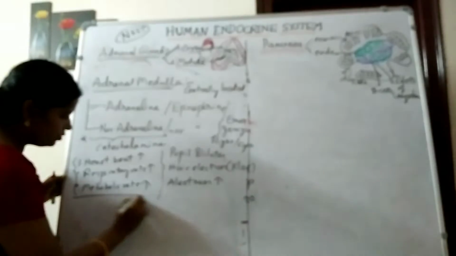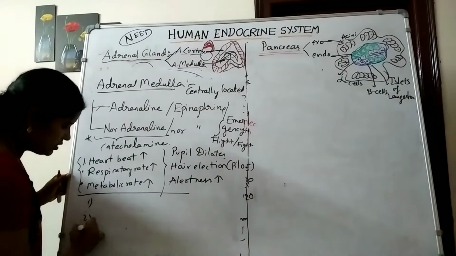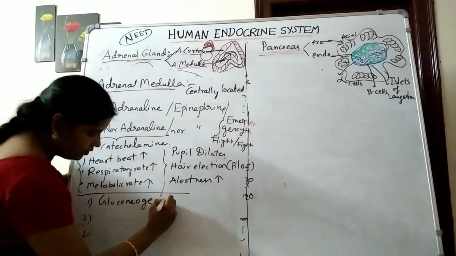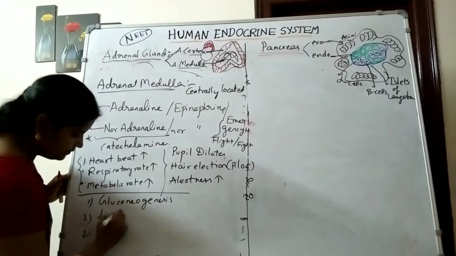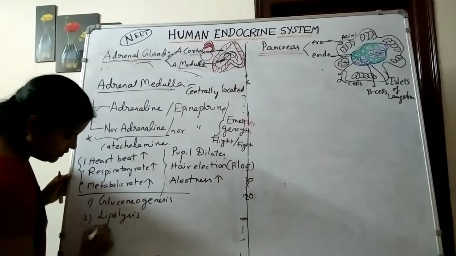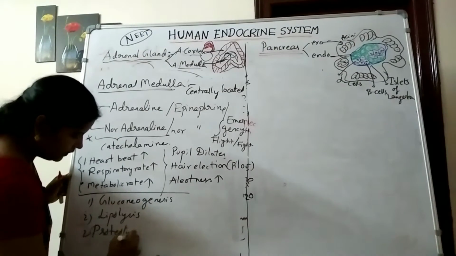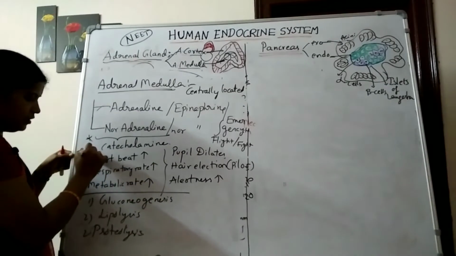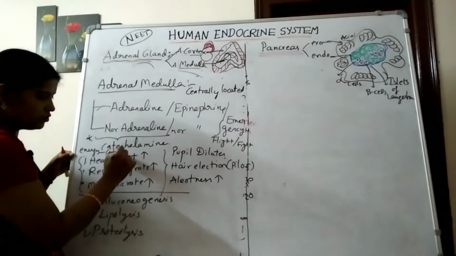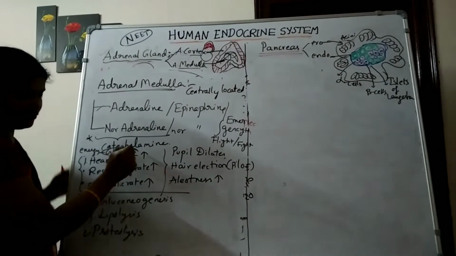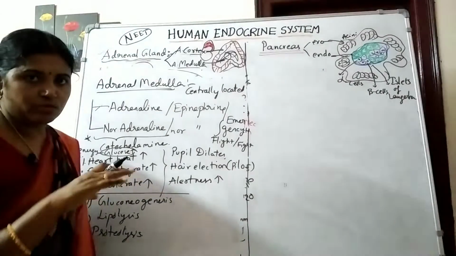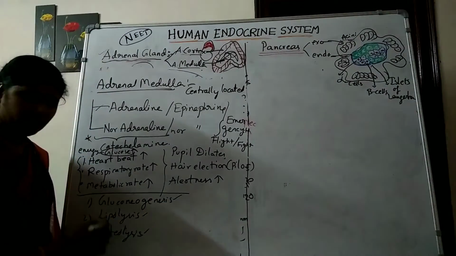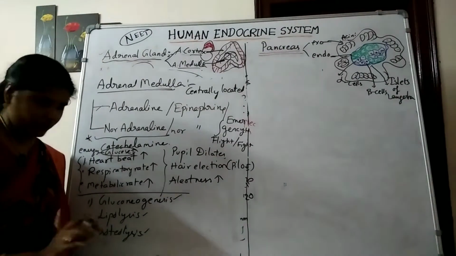Alertness also increases. These catecholamines are also responsible for three main functions: gluconeogenesis, lipolysis, and proteolysis. Why? Because in this situation we need more energy. More energy is possible when more glucose is produced. When more glucose is produced, automatically we are able to balance the body conditions. So for that, these three processes have to be done: gluconeogenesis, lipolysis and proteolysis.